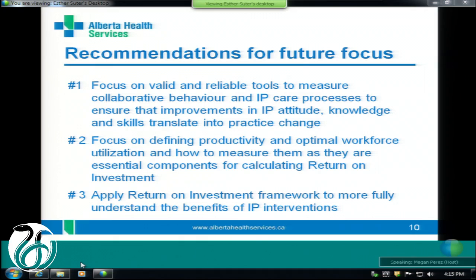And the second one, really focus on those health human resources outcomes, particularly in trying to define productivity and optimal workforce utilization. I think that's where the big wins are in terms of demonstrating positive outcomes at the health human resources level. I think these are really critical for being able to calculate return on investment. And then, as I mentioned before, really apply the return on investment framework more fully to case studies to understand what the benefits are.